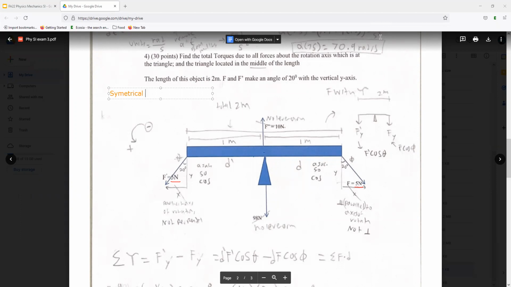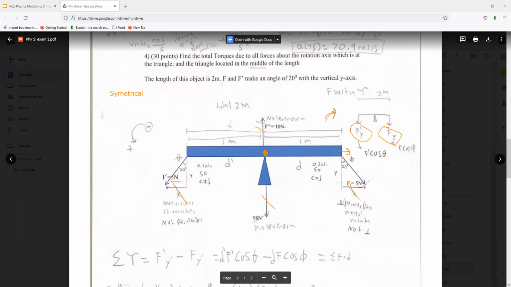This Fx here, keep it orange. This one's not going to matter because this is your axis of rotation. This one's not going to matter because there's no lever arm. This one's not going to matter, there's no lever arm. This one is going right along, going like this, so that one's not going to matter. So then only these matter, the Fy.